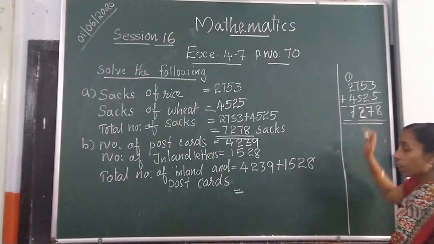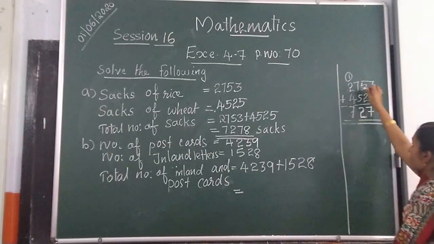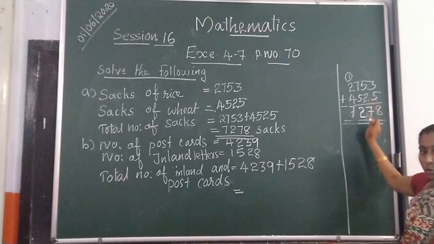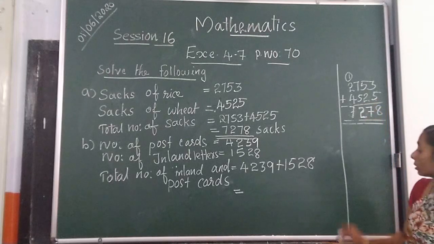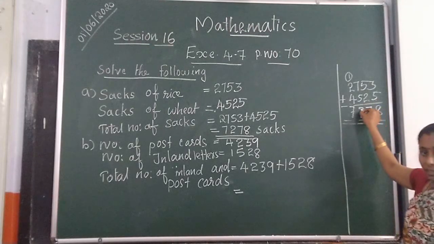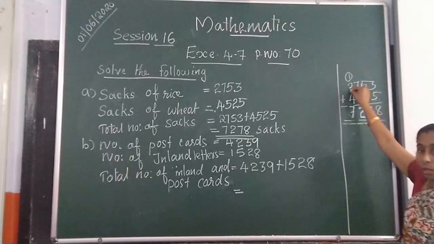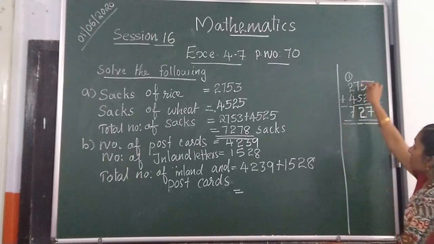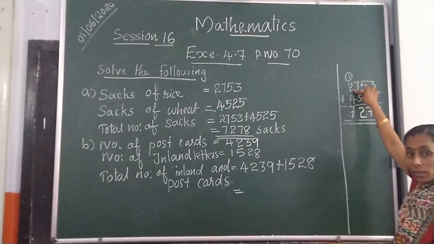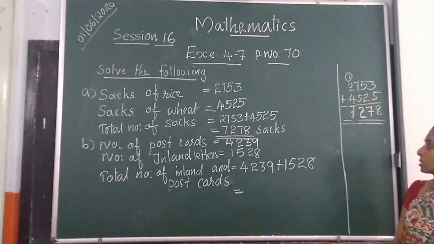Then it goes to the hundreds place. 7 plus 5, 12. Can you write 12 here? No. 2 we have to write here and 1 goes to the thousands place. Then there we have to add the 3 numbers. 1 plus 2, 3. 3 plus 4, 7.